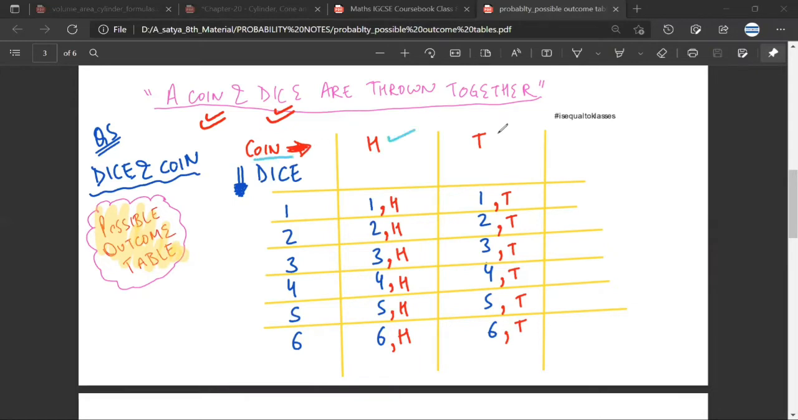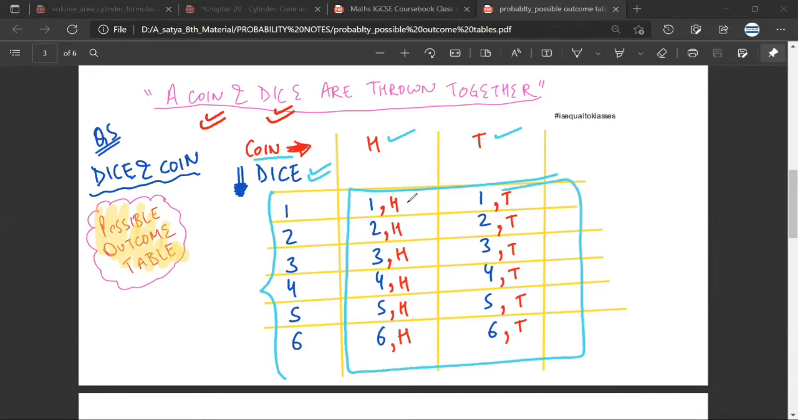Now let us try to understand this table. When I throw a coin, the two possibilities are heads and tails. But when I throw a dice, the possibilities are 1 to 6. Any doubt till here? No. So these are the total possibilities which are available. Any doubt till here? No doubt. Would you be able to make a table like this? Yes. Okay.